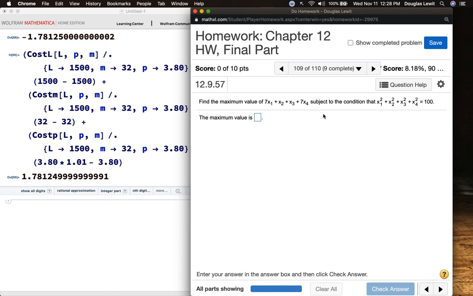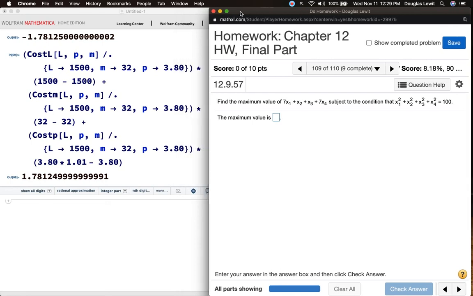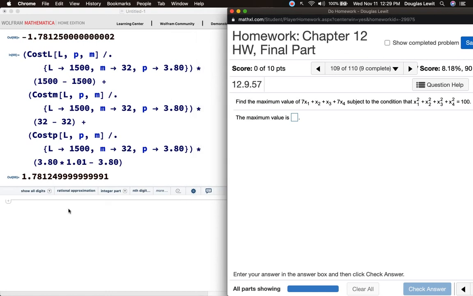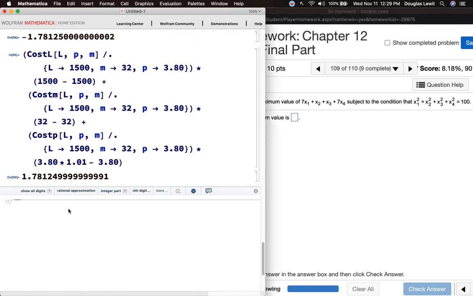So x1 is going to be an integer between 0 and 10. x2 is an integer between 0 and 10. x3 is an integer between 0 and 10. And similarly, x4 is an integer between 0 and 10. So this is going to take a little bit of Mathematica magic. Okay, let's see how we can do this.